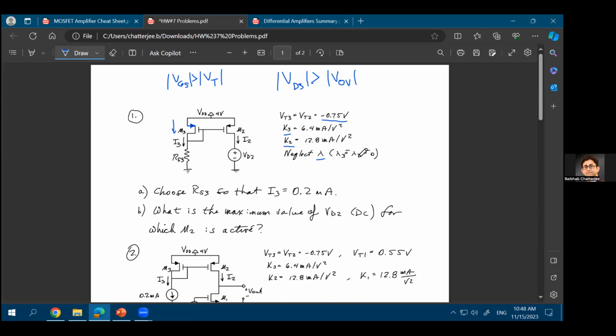If lambda is non-zero, 1 upon lambda ID is not an infinite value. And 1 upon lambda ID is your RO for the transistor. So that is something we'll be using for the later part of the homework.